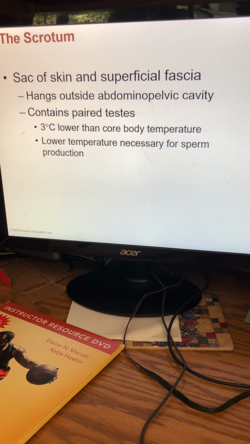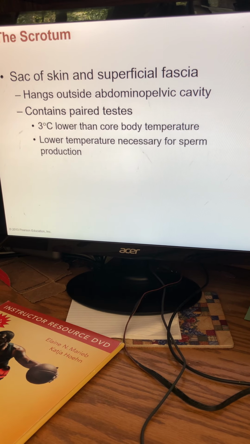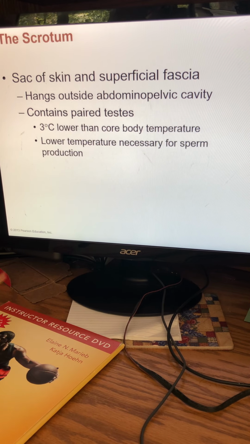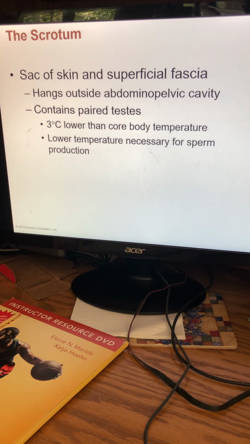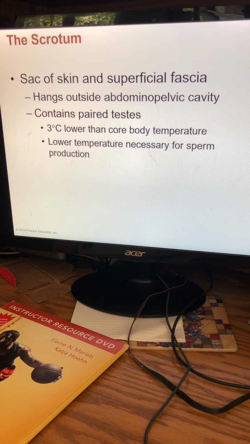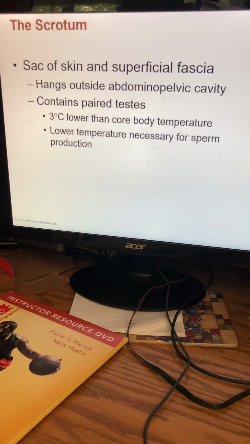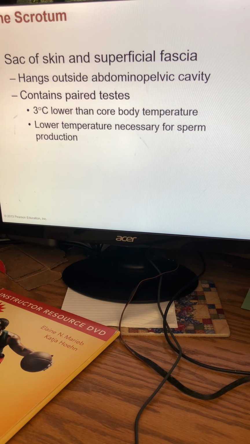If it's so important, why do you think it's located outside of your body? Well, the second line here tells you why. It's because in order to make viable sperm, you have to have 3 degrees Celsius lower than your core body temperature. So basically, for sperm production, it is going to hang outside of the body so it doesn't get too hot.